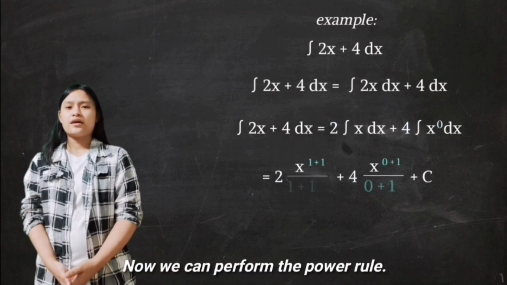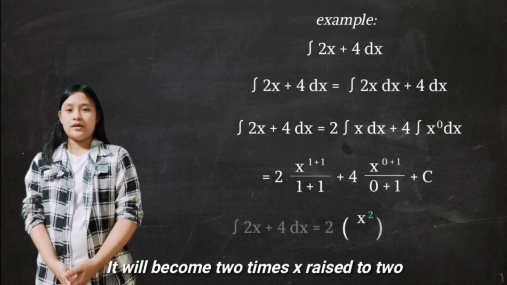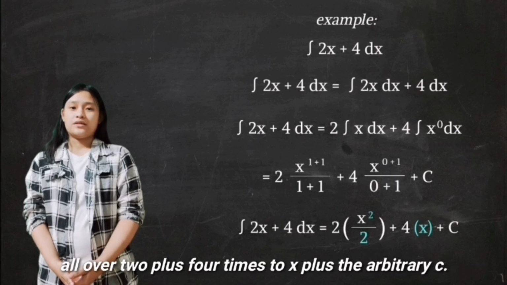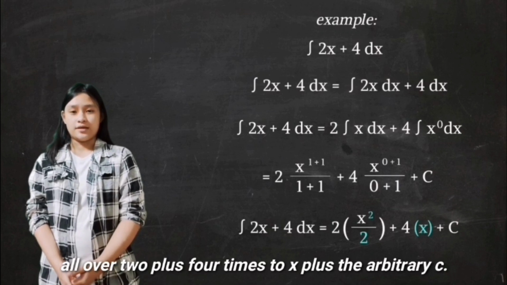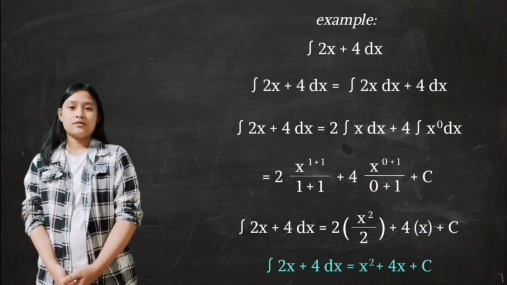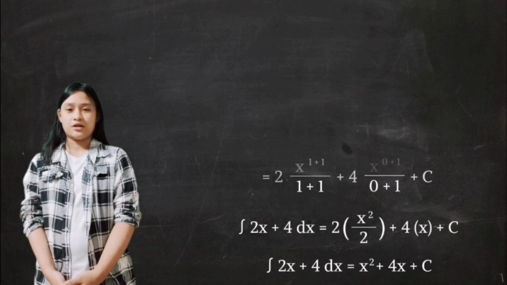Now we can perform the power rule. It will become 2 times x raised to 2 all over 2 plus 4 times x plus the arbitrary c. And we will get the result of x squared plus 4x plus the arbitrary c.